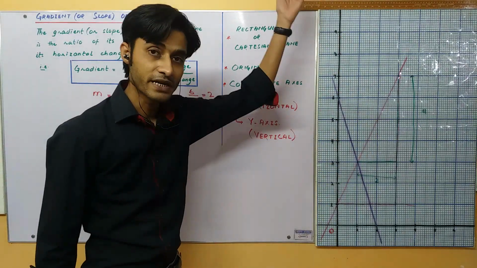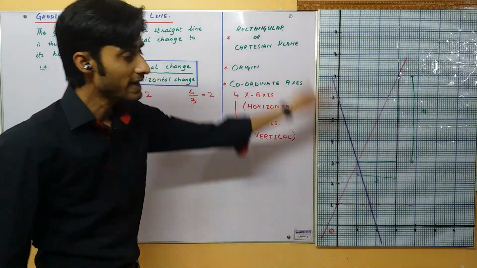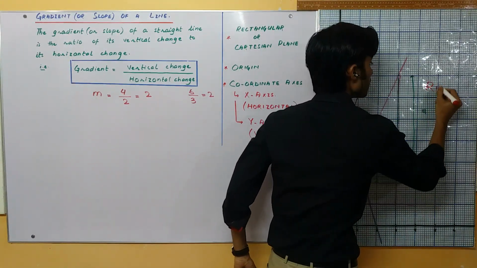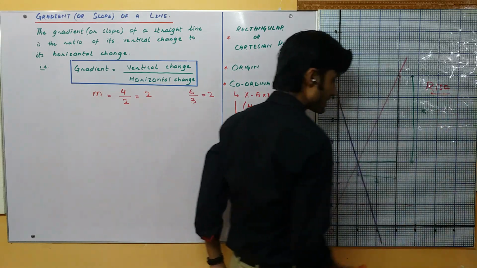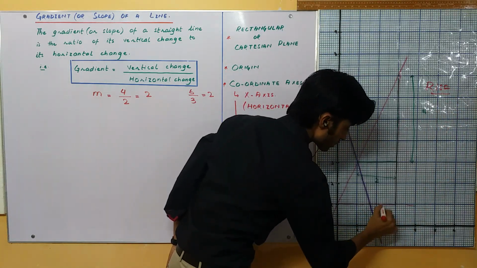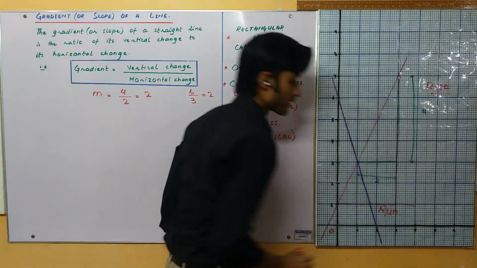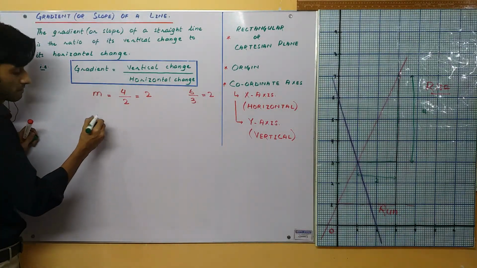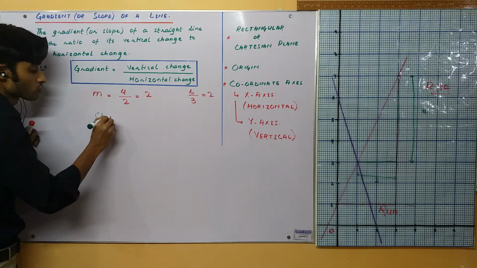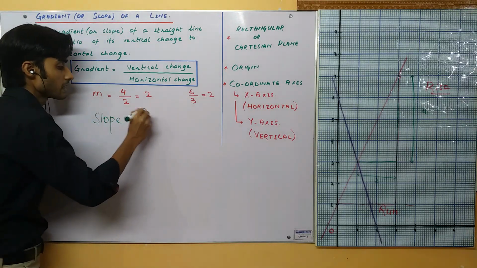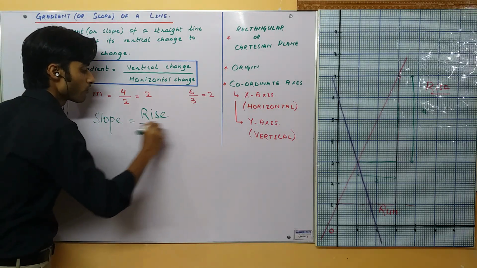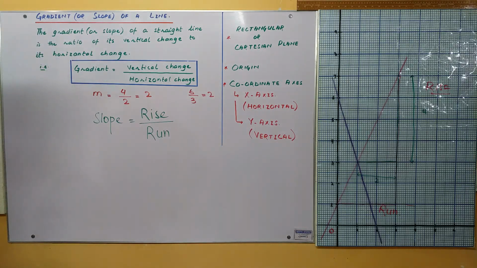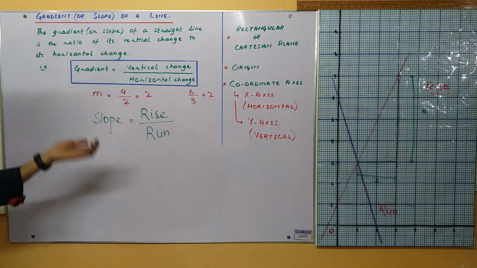Okay, one more thing. When we talk about vertical change and the horizontal change, vertical change is usually called rise and the horizontal change is usually called run. So the slope can also be termed as a quotient, like slope or gradient is a quotient of rise and run.